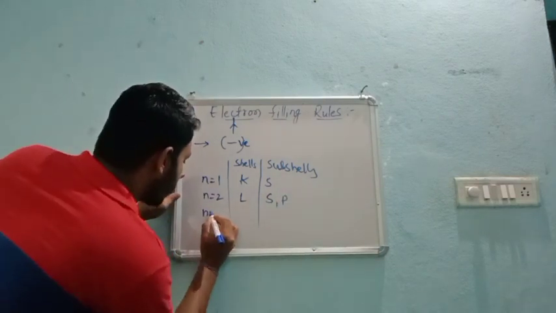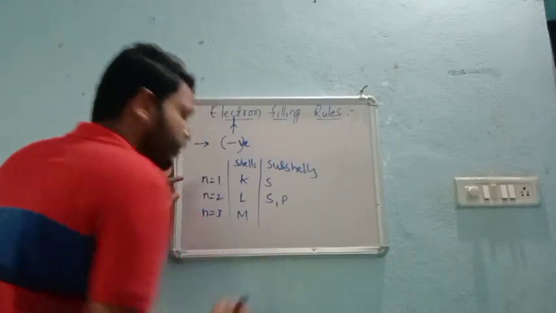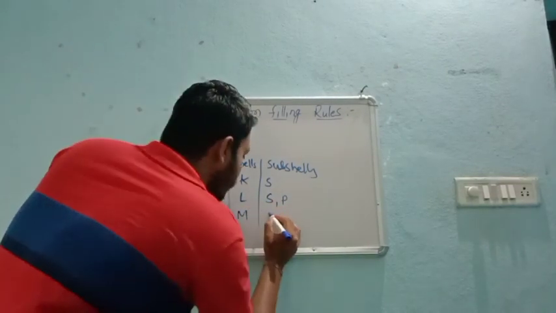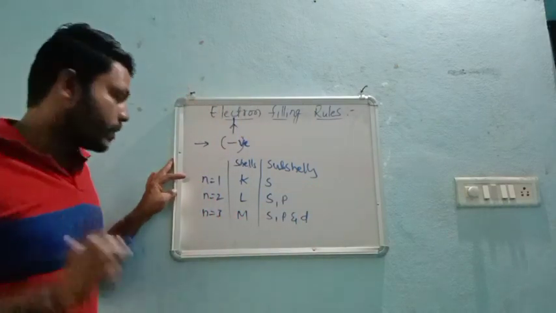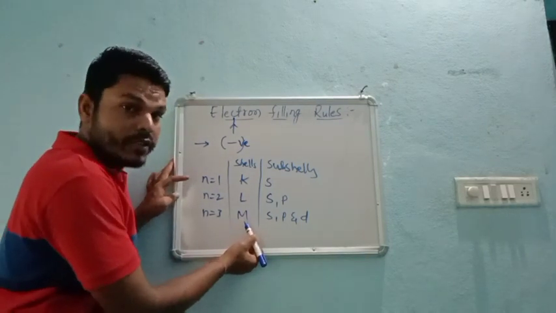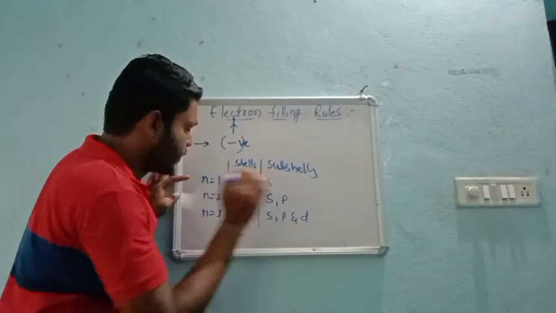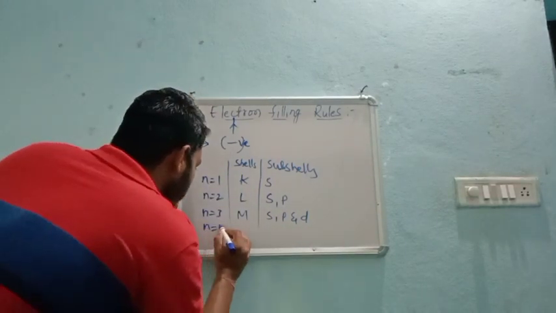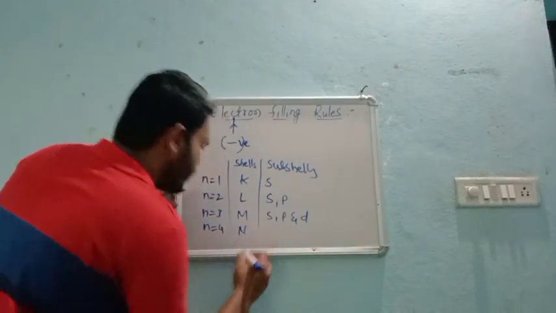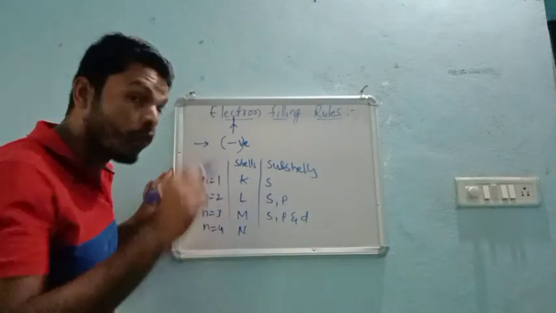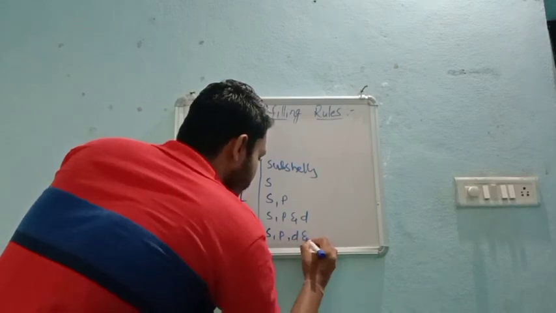Now moving to the third shell, the third shell is the M shell, right? And in the M shell we have three subshells, S, P and D, very important. In the same way, n equal to 4, the fourth energy level or fourth shell, is the N shell, and this N shell consists of four subshells, called S, P, D and F.